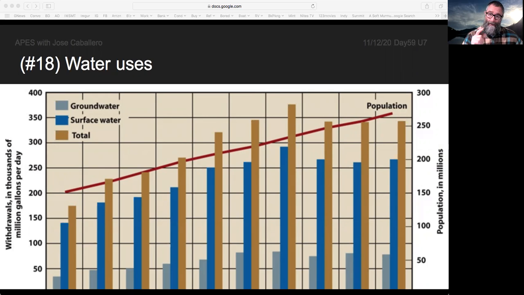You can see on this graph, and I hope you can focus in on it, that you can break up our total American water use into groundwater, that's in the grayish color, and surface water in the blue. Now, for the 20s, 30s, 40s, 50s, 60s, 70s, 80s, population was growing and total water use was growing with population.